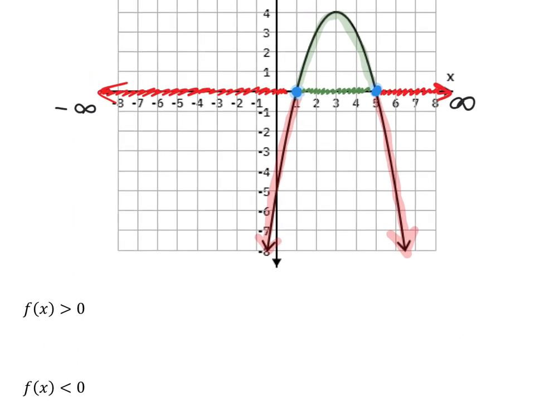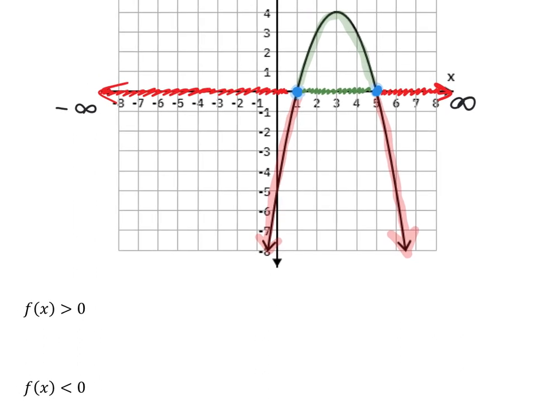For this one, the first one says f of x greater than 0. Which color am I looking for greater than 0? Green. We just want to describe the green interval. Where does the green part start? 1. Do I include 1? Do I put the bracket around it, or do I put a parenthesis? Parentheses, because it's just the less than.